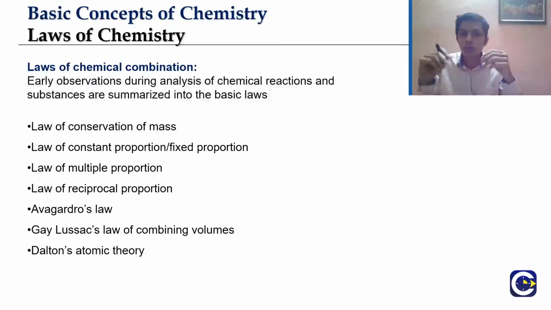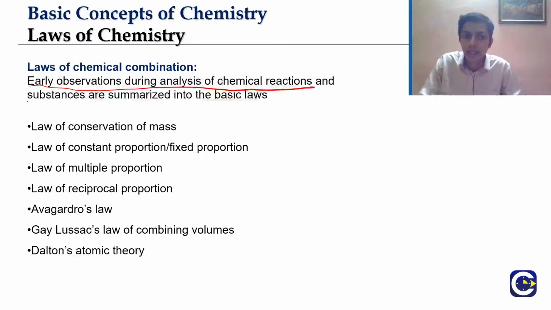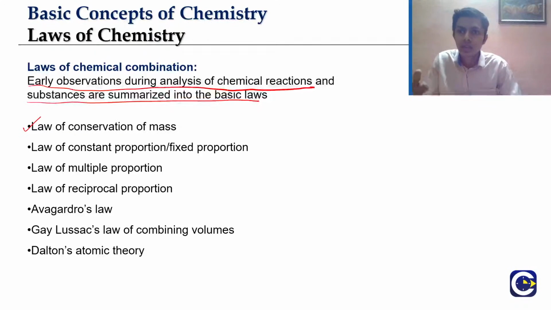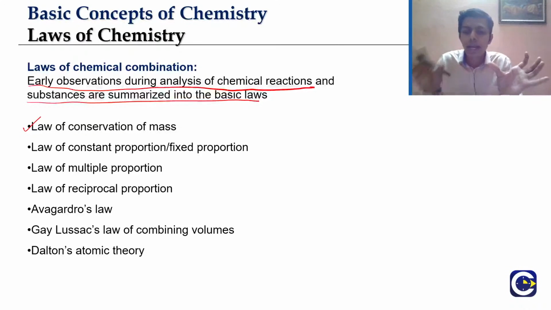And all of this obeys certain laws. They came across these observations during analysis of chemical reactions, and they have summarized them as basic laws. First one is law of conservation of mass. Since you have already gone through inorganic chemistry, now I'll directly use the terms reactant and product. In a reaction, mass of reactant and mass of product should be the same. That's what law of conservation of mass says. More about this I'll discuss in the next class.